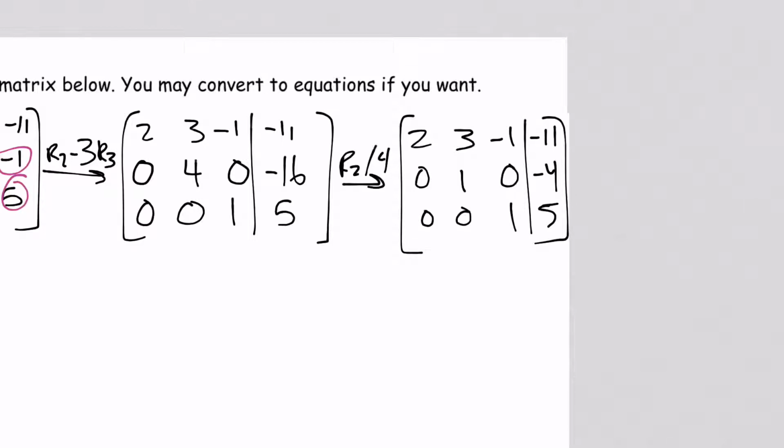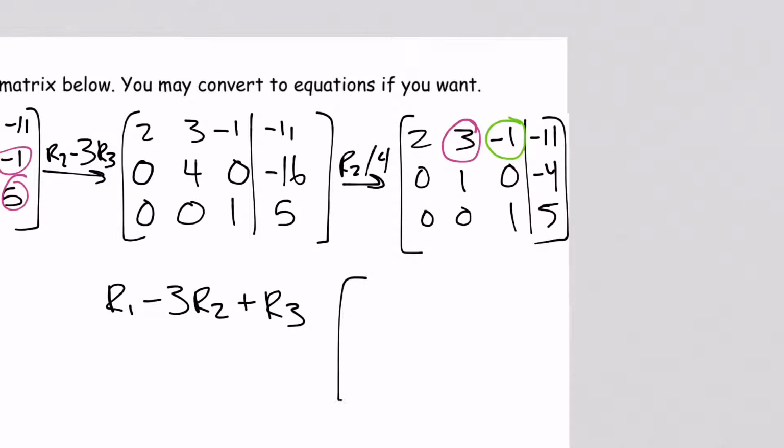I can use those to fix the top row. So I'm going to take row 1 and subtract 3 of row 2. That is going to turn that into a 0, which is my goal. And then I am going to add to that row 3, because then that will cancel out that term right there. So let's go ahead and do that real quick. I will have a 2 there still. My 3 is going to be a 0. My negative 1 is going to be a 0.